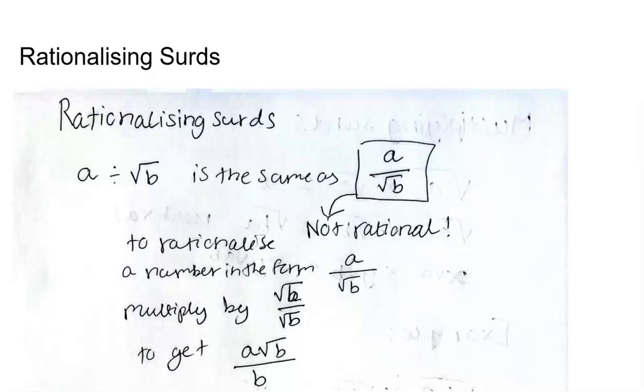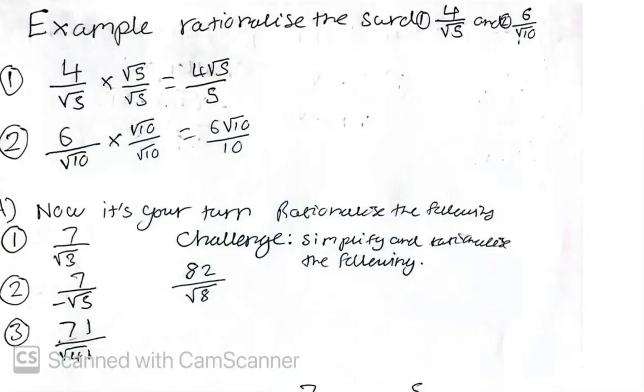To rationalize a surd in the form a over root b, which is not rational because there is not an integer as the denominator, we multiply by root b over root b. We multiply the numerator and denominator by the same term, and you get a root b over b.